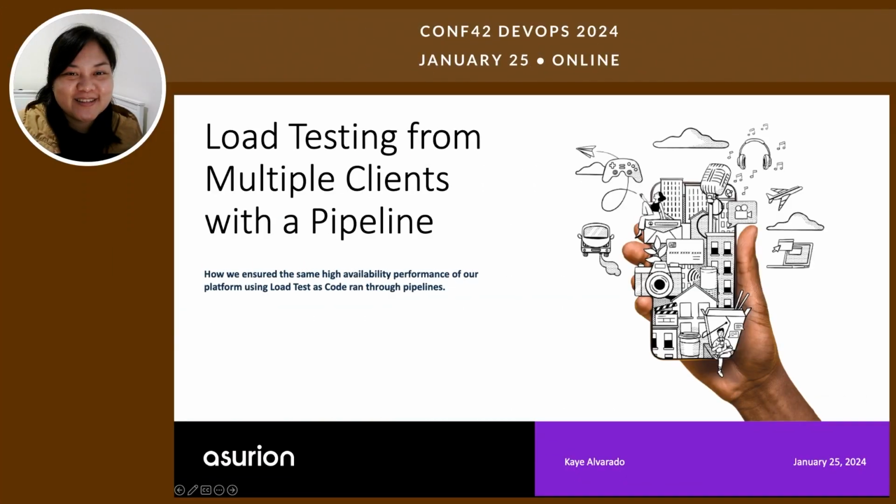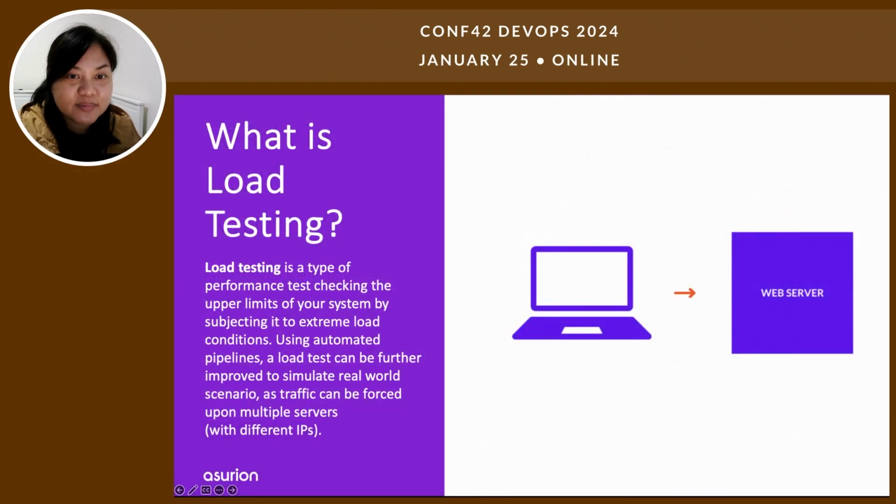Hi everyone. Today I'll be sharing about the topic load testing for multiple clients with a pipeline. We recently migrated our platform to a more modern architecture and had to ensure that the sizing of the new architecture maintains the same high availability of the previous one. To do this, we used load test as code, where we simulated real production traffic in an isolated non-production environment.